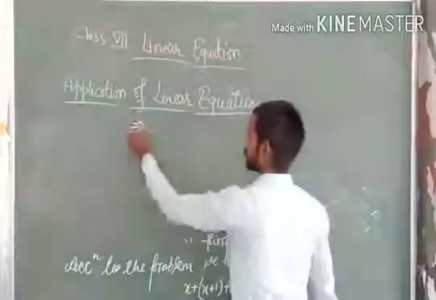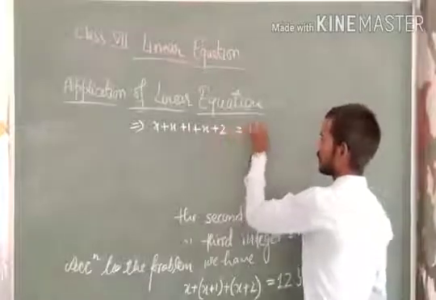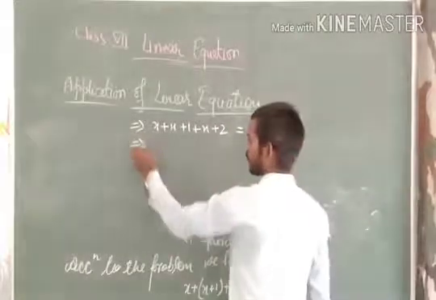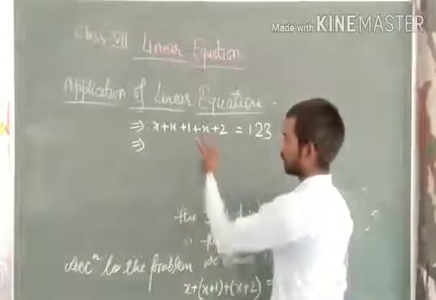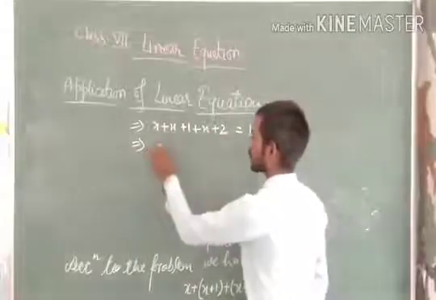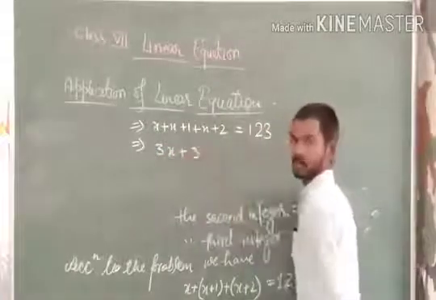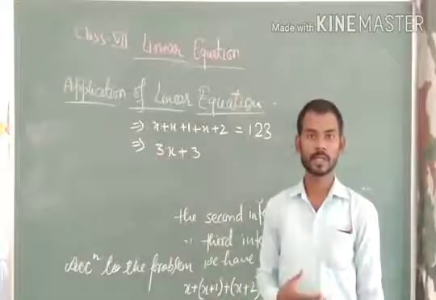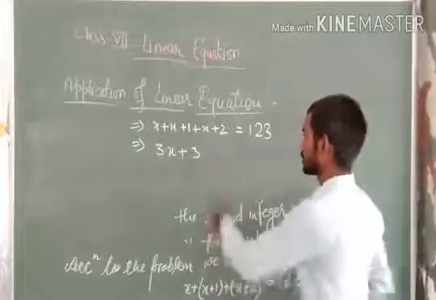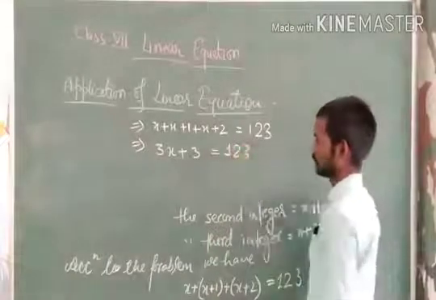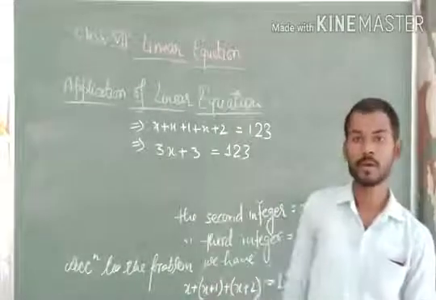We get x plus 1 plus x plus 2 is equal to 123, and this implies x plus x plus x, x plus x is 2x, plus x is 3x. So we get 3x and 1 plus 2 plus 3. We add variable quantity together and constant quantity together, and this is equal to 123. Now we get our required linear equation in one variable.